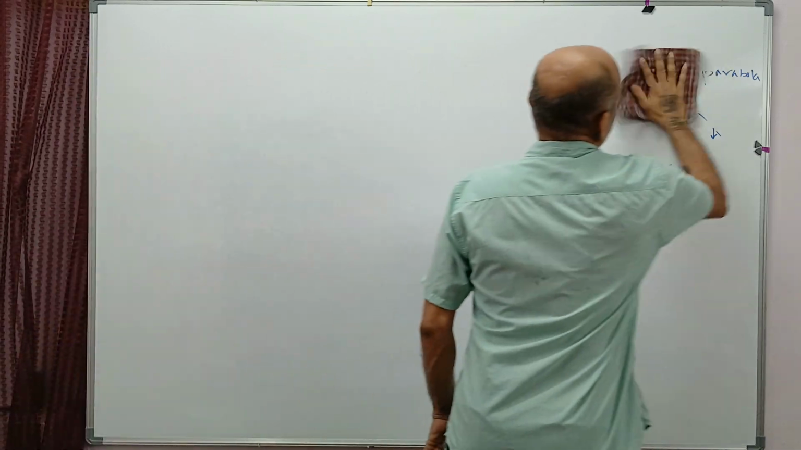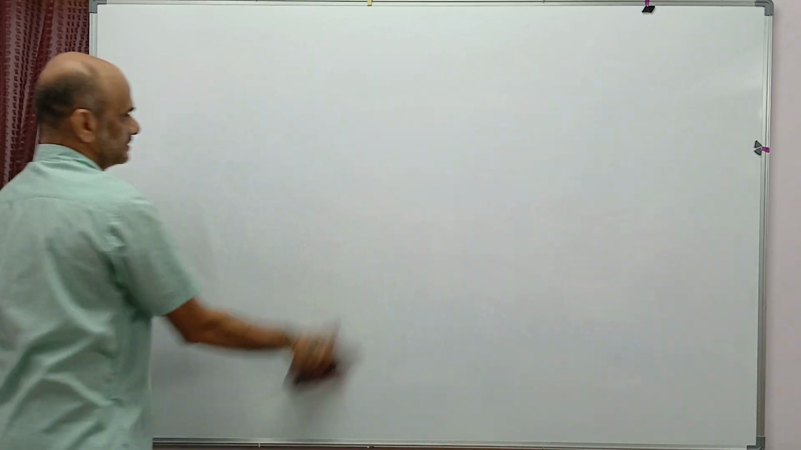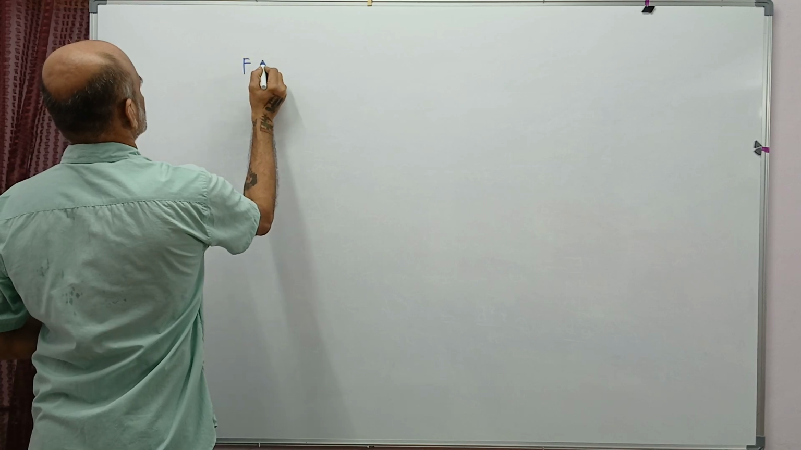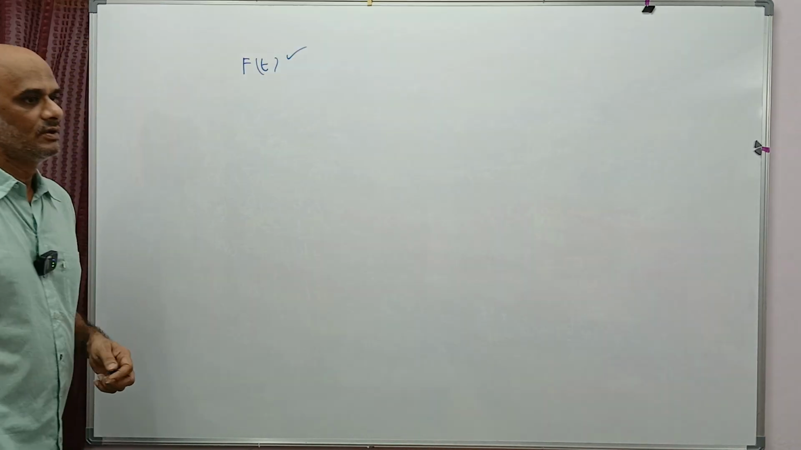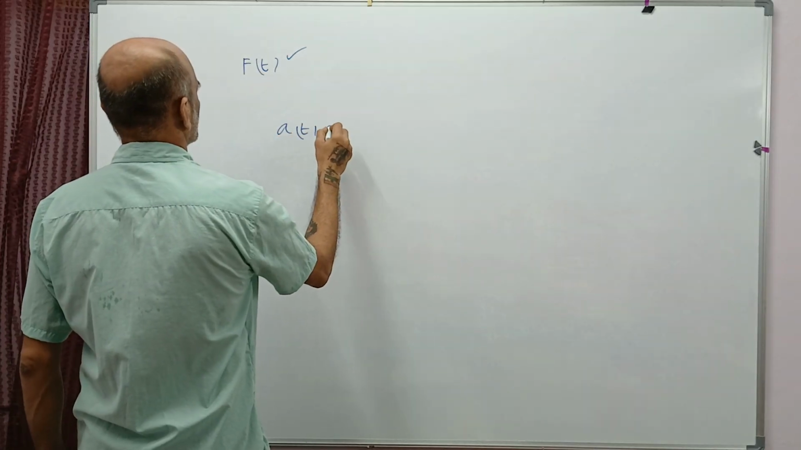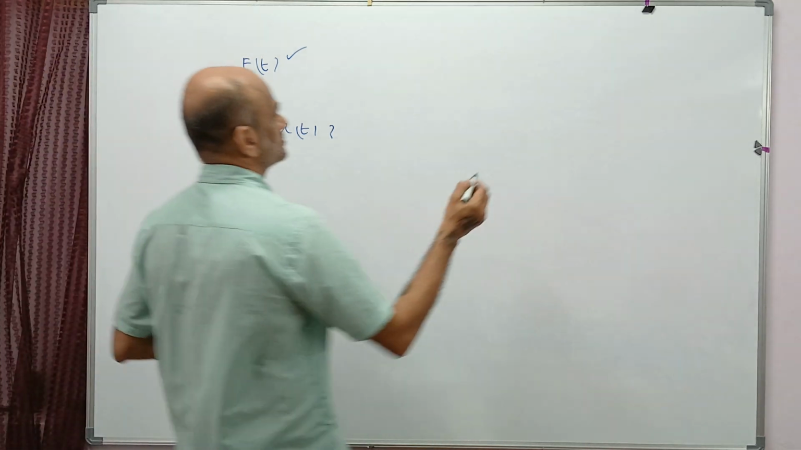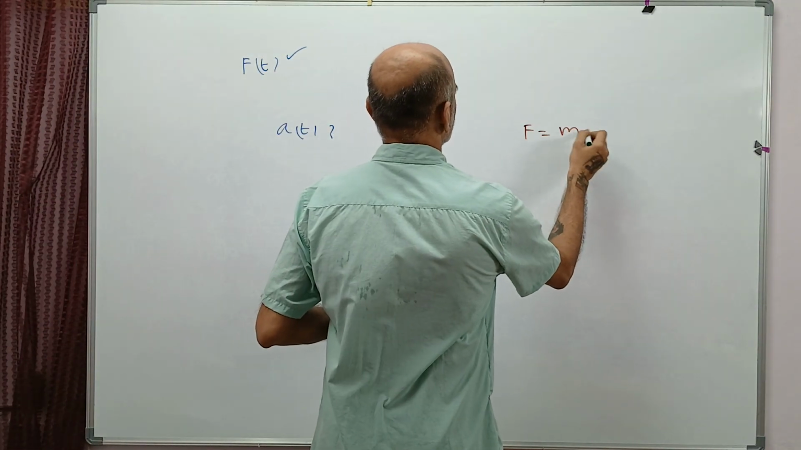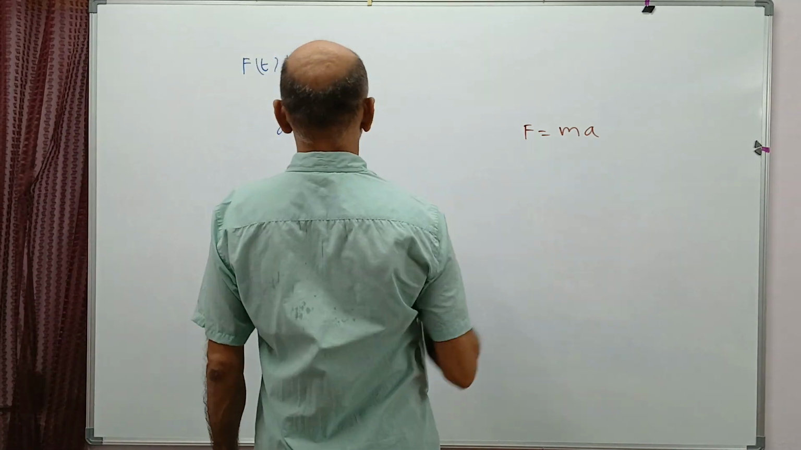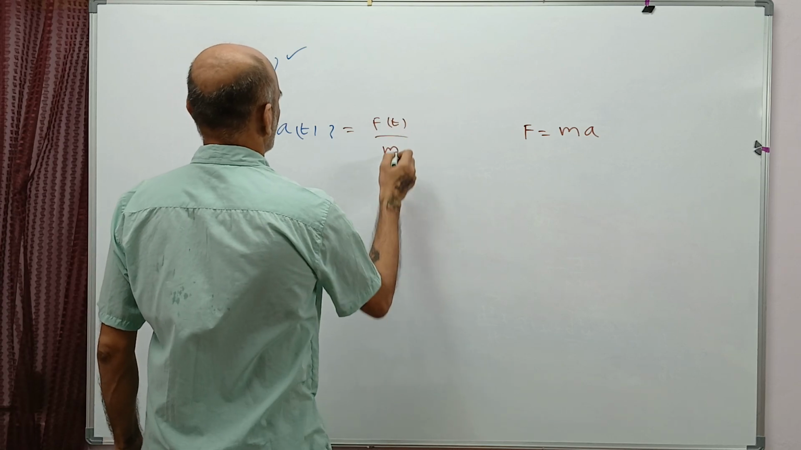Next idea is, given force, if the force acting on a body is given, see, force could be a variable force, if it is given, from that can I find acceleration? Acceleration can be found out using this relation, force equal to mass into acceleration. This is Newton's second law. So force is known, if the mass is known, then acceleration is known. So acceleration is force divided by mass.